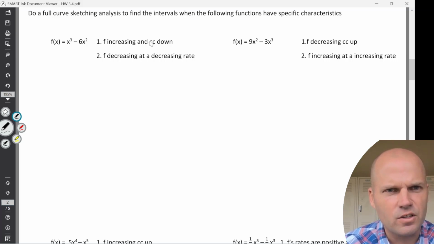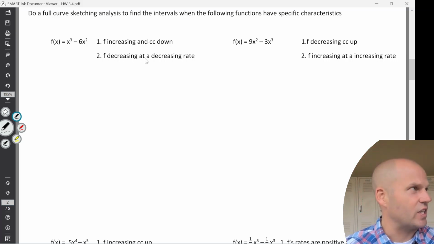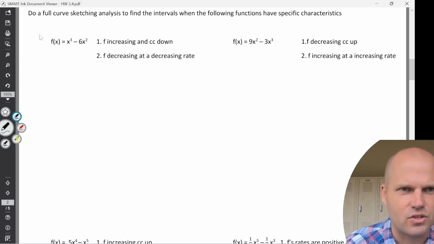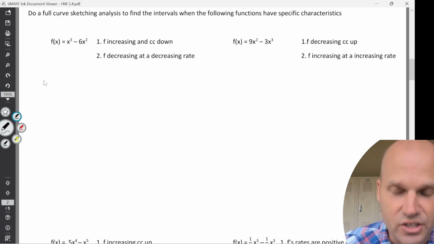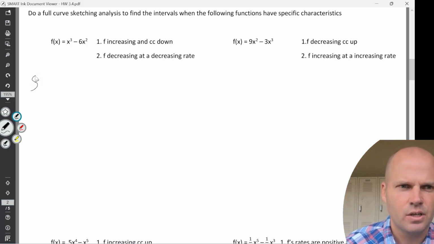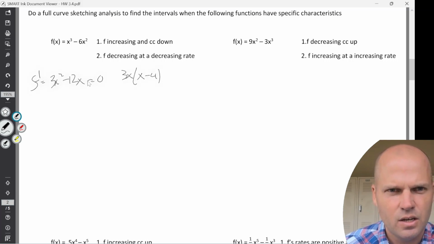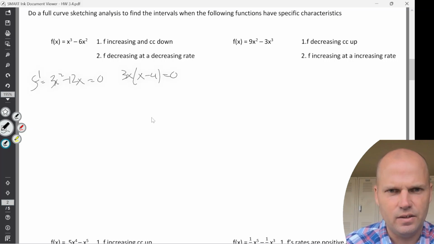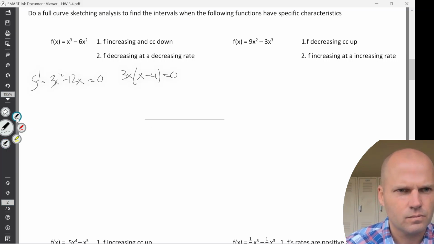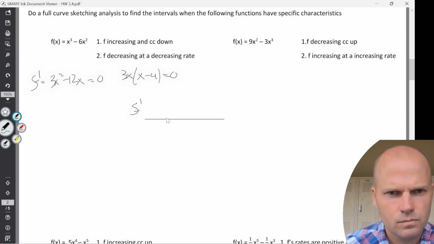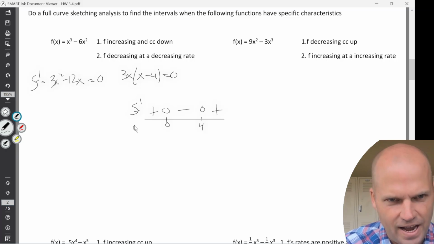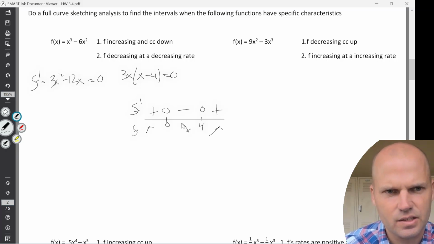Cool. So when is F increasing concave down? When F is decreasing at a decreasing rate? The way to answer this question is to do 2 separate sign analyses and to combine them. So we got to do our first derivative sign analysis. We got to see when it's equal to 0. We got to see when it's positive and negative. You got to get fast at doing your first derivative analysis.